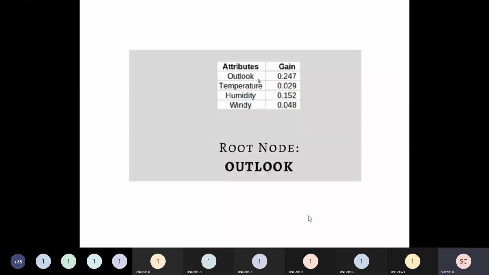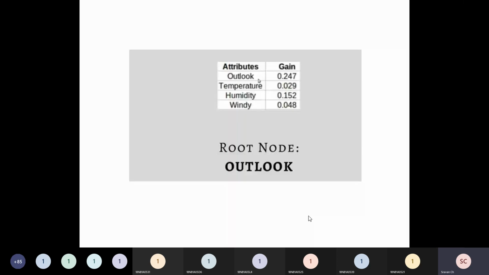Did you understand the question first of all? So the root node is Outlook. Now I can start drawing the tree. Root node is Outlook. Then how many children can the root node have? It can be 2, 3, or 4.